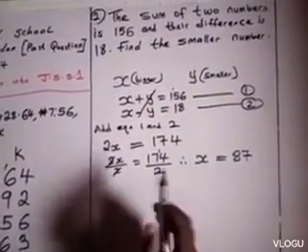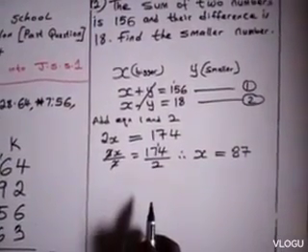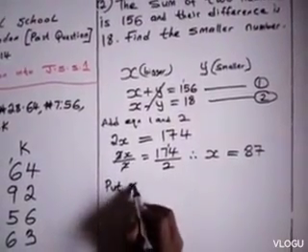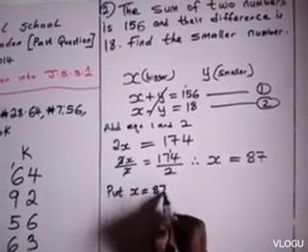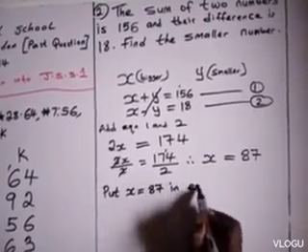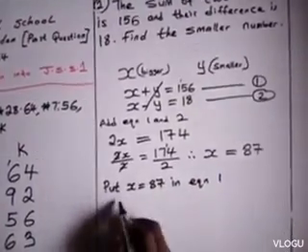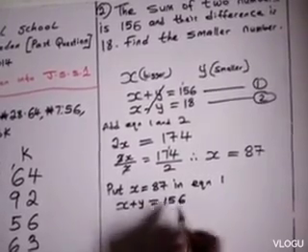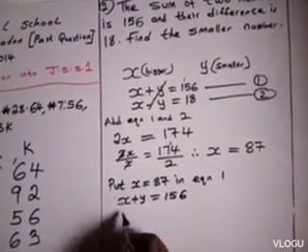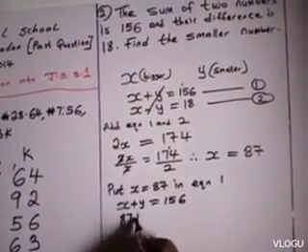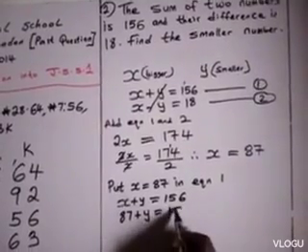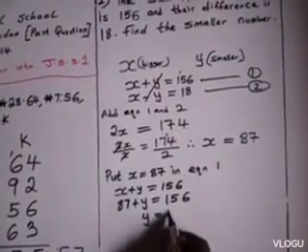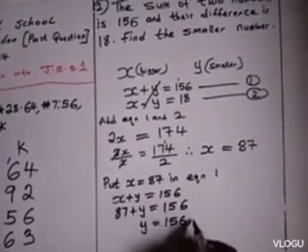To find y, let's take any of the equations. I'll take equation 1 and put x equals 87 in equation 1. Our equation 1 says x plus y equals 156. If I put x here, I'm going to have 87 plus y equals 156. For me to get the value of y, that will be 156 minus 87.